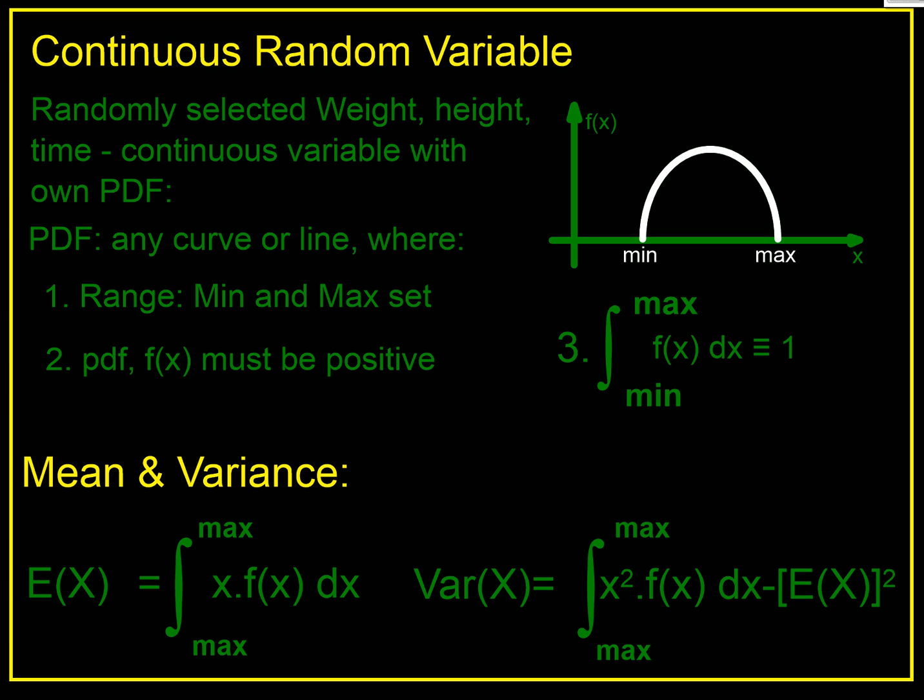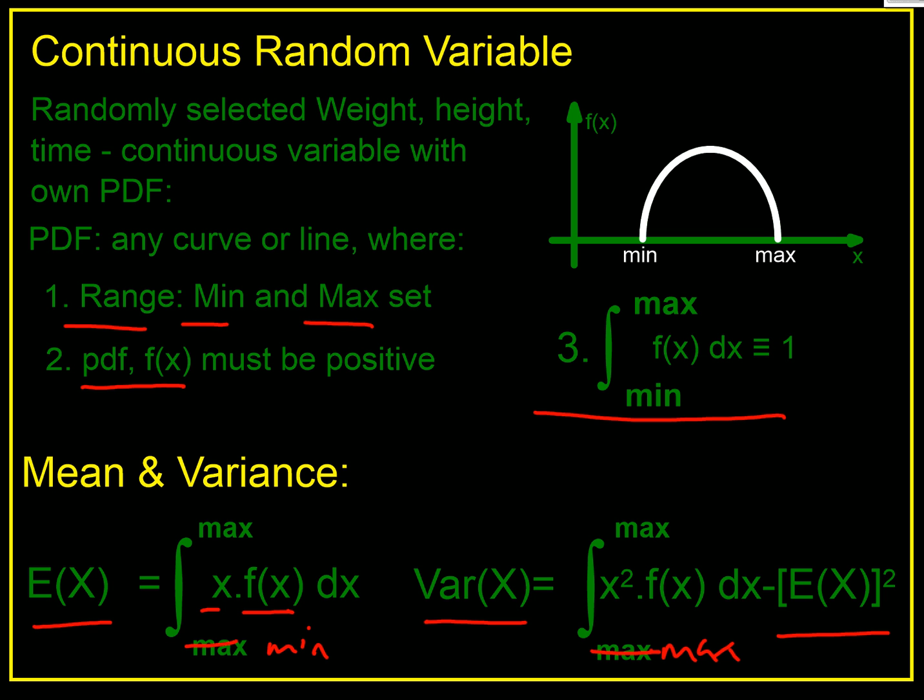Okay, so finally here's my quick summary. A continuous random variable is something like weight or height or time, and it's a continuous variable with its own PDF, and you're selecting points from within it. The PDF has to have a range, a minimum value and a maximum, and the value of the PDF must be positive at all times because we can't have a negative probability, and the area under the curve, the total probability, is going to equal 1. The formula for finding the expected value is we just integrate x times f of x from the minimum to the maximum, and we can find the variance by doing a similar thing with that integral, and then we take off our mean squared. So I hope that's of use.